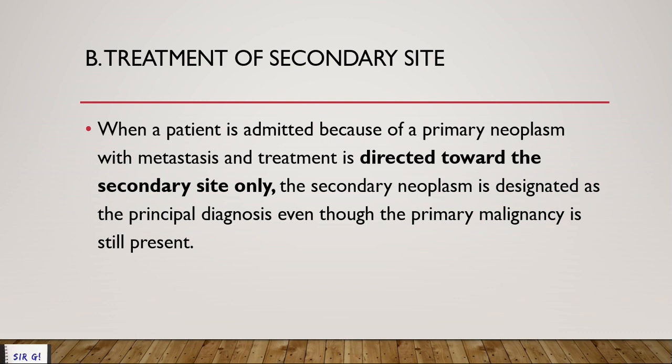So what if they don't mention any primary malignancy? We have a code for that. If the primary site is unknown, we have a code for that, but you still need to have two codes.